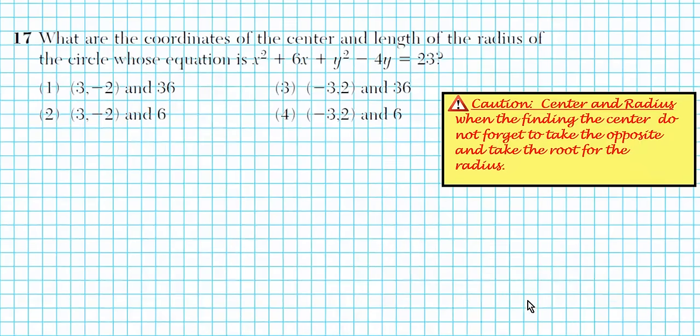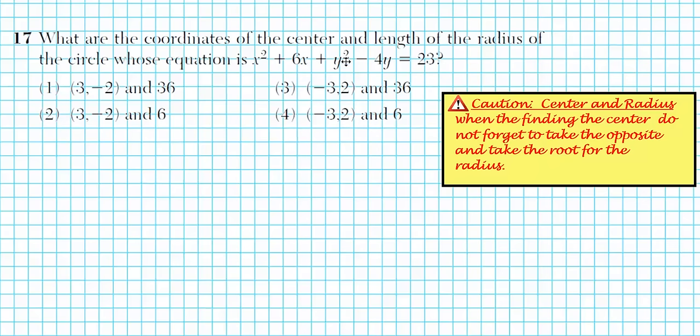All right, let's take a look at problem 17. It says, what are the coordinates of the center and the length of the radius of the circle whose equation is x squared plus 6x plus y squared minus 4y equals 23? So in this problem, we're going to have to express the equation of this circle.